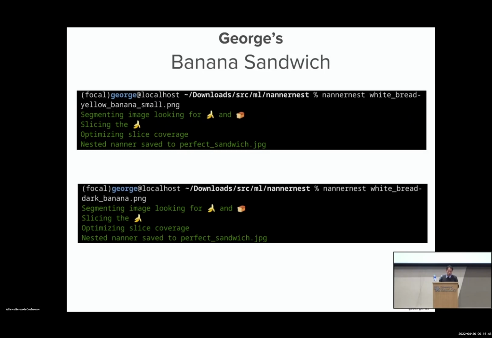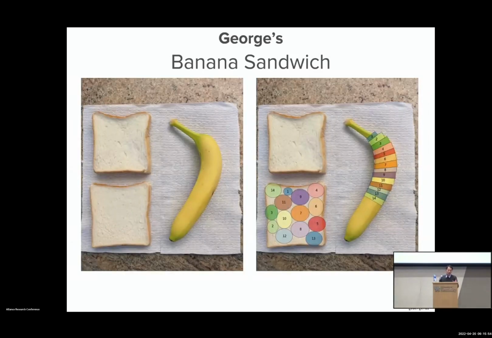The command line tool, right? So you run it, it generates the image, right? And I did a warm up with a yellow banana. So this is my banana, my bread, right? Works perfectly.